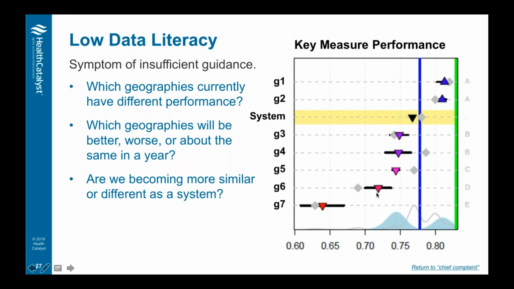And the first thing that you'll notice probably is that some geographies have much, much broader confidence intervals than others. So this G7 has a much broader confidence interval than the system as a whole, or even if we look at these top two geographies here. And what that's telling us is that the underlying sample size is much, much smaller for this geography down here than it is for this geography up here.